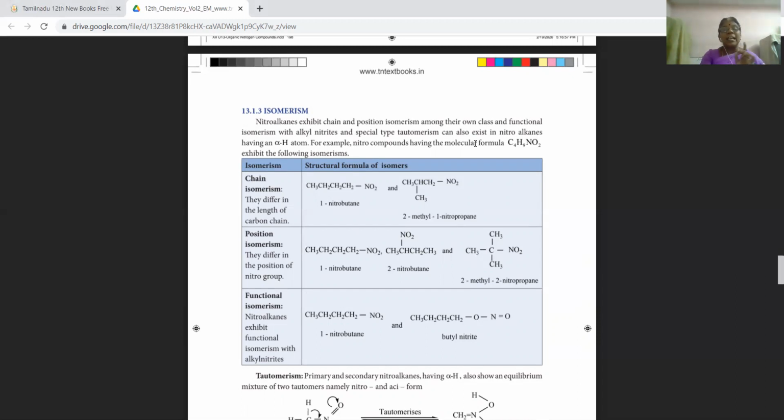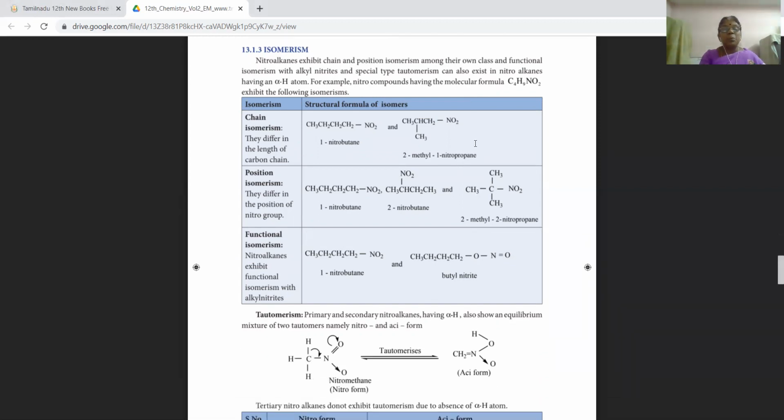First one is nitrobutane, CH3CH2CH2CH2NO2. This is the linear chain. And in the next one, you have 3 carbons in the chain and 1 as the branch. So we can name it as 2-methyl-1-nitropropane. In the first one, 4 carbons are in the linear chain. And in the second compound, only 3 carbons are in the linear chain. So there is a difference in the chain of the carbon. So it is called chain isomer.